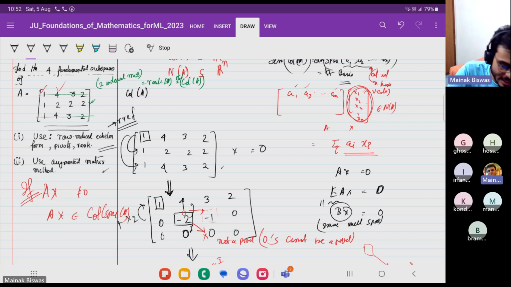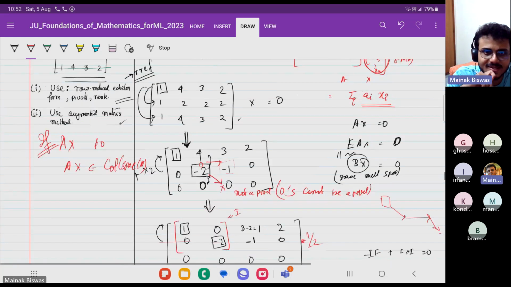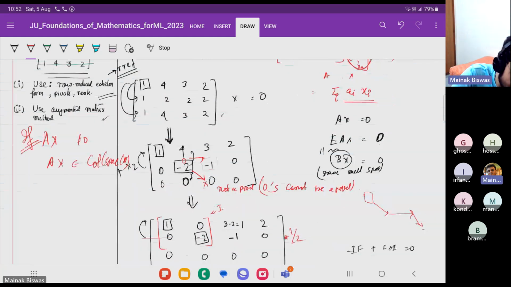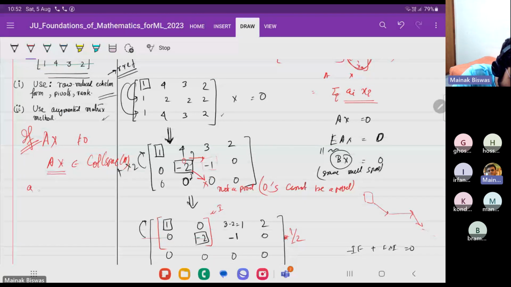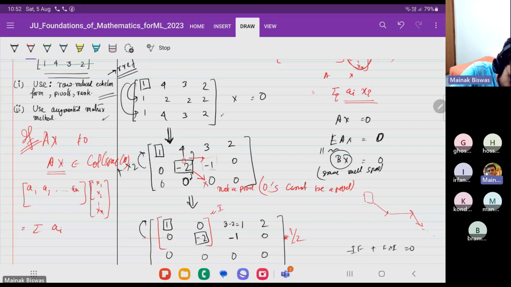So do you agree? Why does AX belong to the column space of A? If you understood, tell me. If you have understood this, you will understand the question Ritik asked, that what is it a subspace of? So what is AX according to our definition? A1, A2, dot, dot, dot, AN, right? And you have X1, X2, dot, dot, dot, XN, yes or no? Yes. So this is equal to what? Sum of AI XI, right?